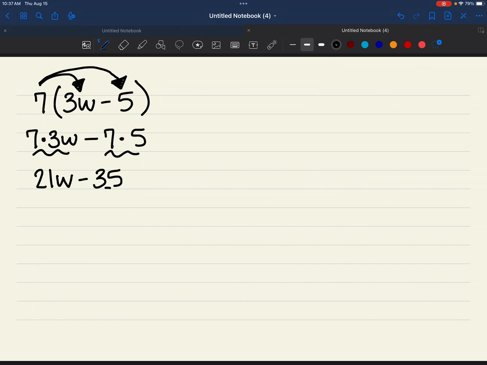Cayenne, can I add these two things together? No. Why? Because they don't have any like terms. Good. They don't have any like terms.